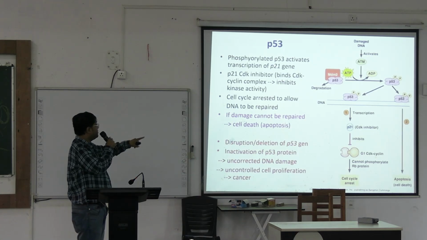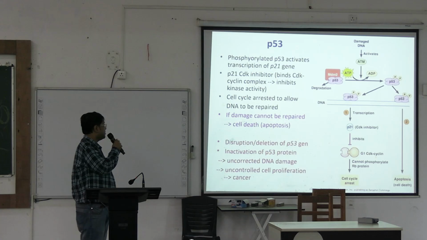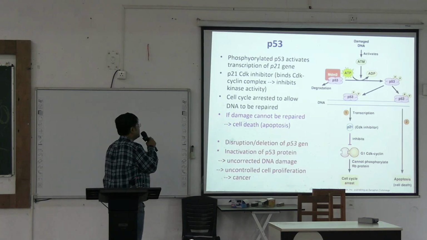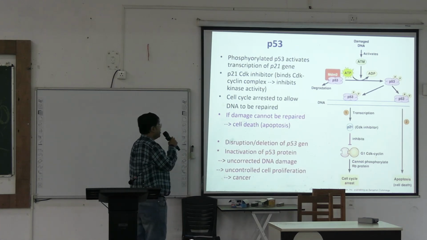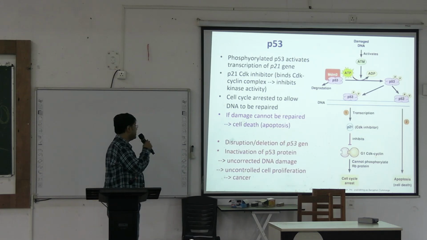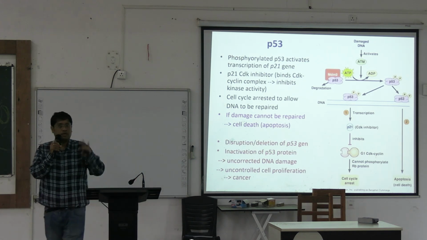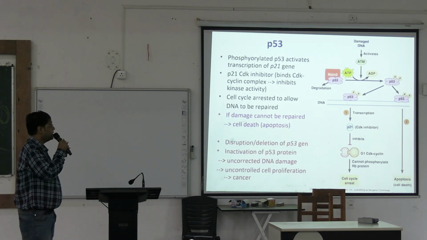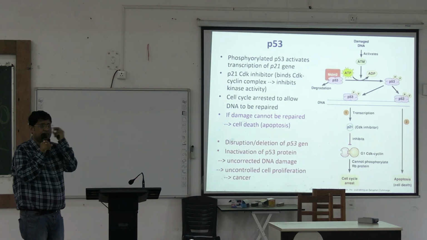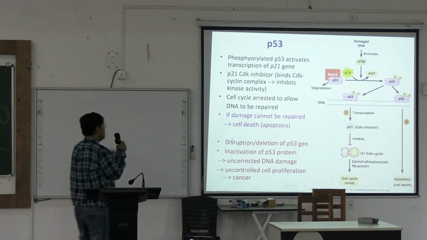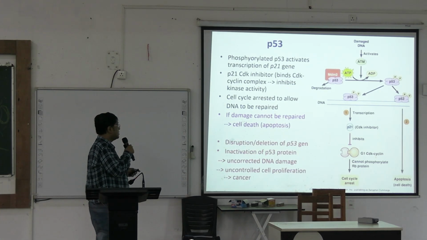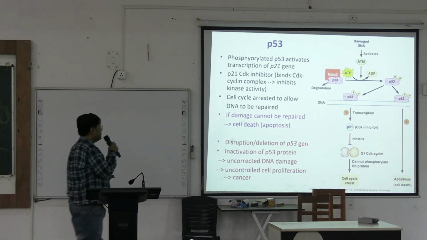If damage cannot be repaired, it leads to apoptosis or cell death. So disruption or deletion of P53, or inactivation of P53 protein, leads to uncorrected DNA damage, uncontrolled proliferation and cancer. Understood? Very complex topic, but you have to remember as simply as possible. Otherwise, you will forget. Note down this slide. It's a very important one.